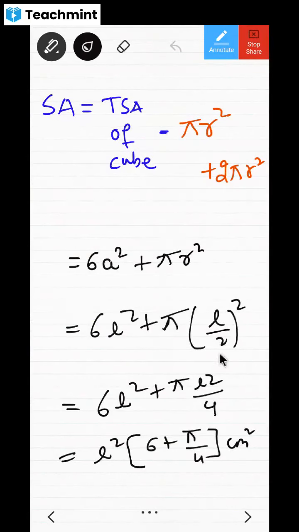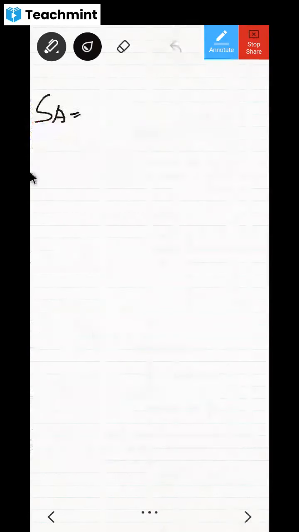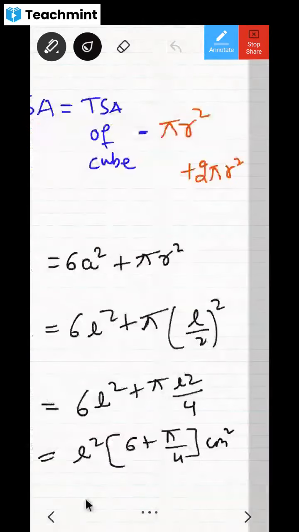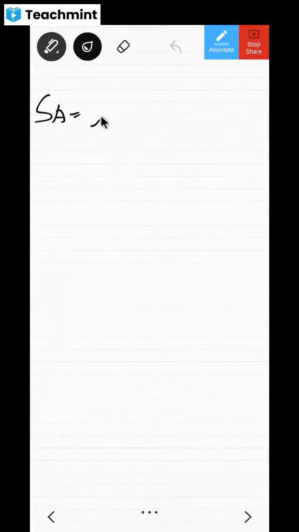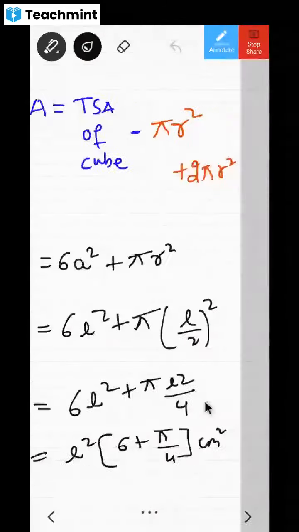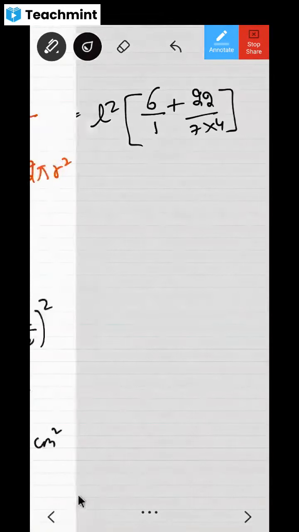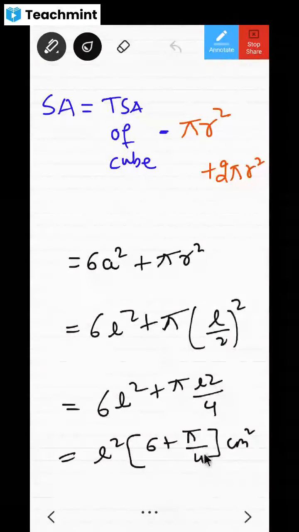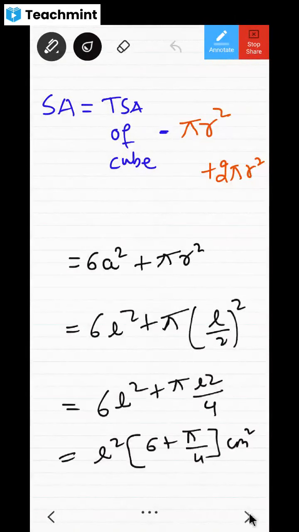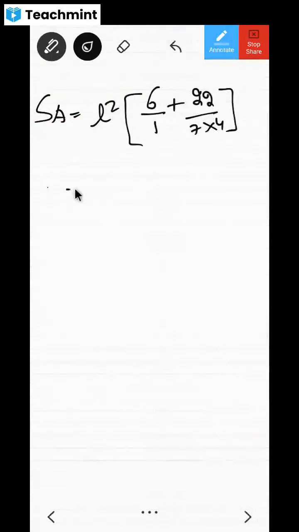Okay. Now let us calculate this also. Surface area is equal to, let us get rid of this also. So whatever L square is there, just write L square, and in the bracket, what is there? Let me write it as 6 by 1 plus pi by 4. Can I write it as 22 by 7 into 4? Pi means 22 by 7, and then into 4. So I have written 22 by 7 into 4. Then afterwards you can carry forward.